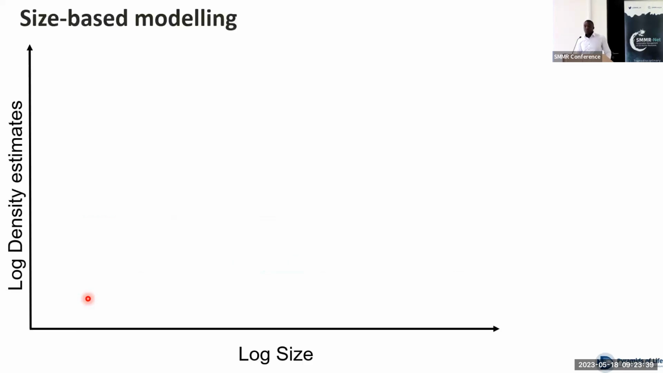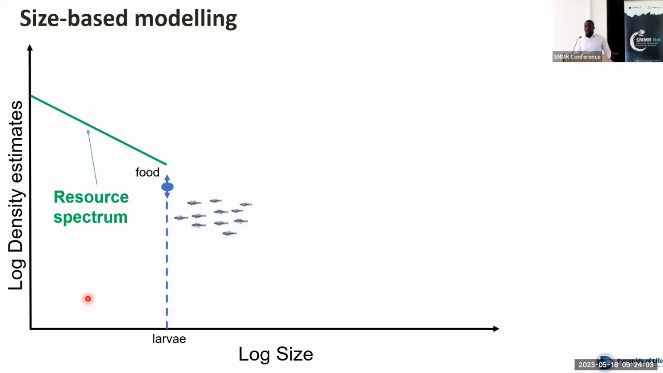And how does the size-based modeling work? If you look at the relationship between the density estimates and the size, we have this negative relationship, such that we have very small things in nature, like the zooplankton and the phytoplankton. They make quite a big contribution in the ecosystem. In such a case, they form what we call the resource spectrum. And this resource spectrum is important for small fish, particularly the larvae.